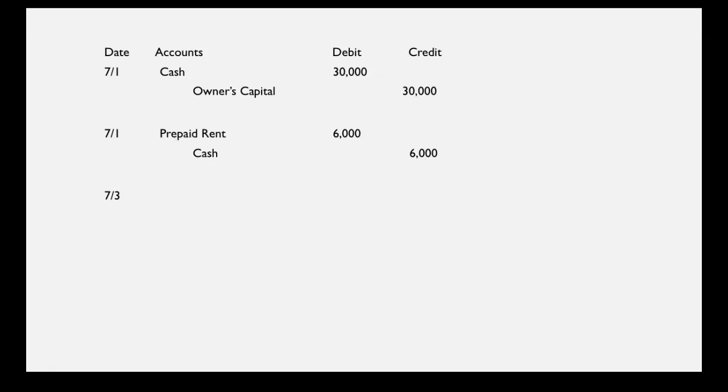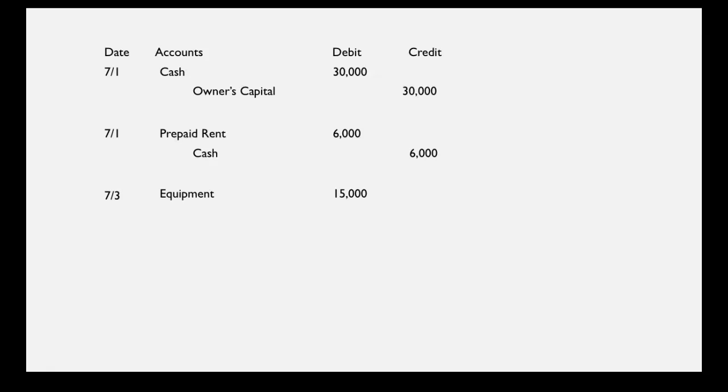Now, July 3rd, we purchased $15,000 of equipment, paying $5,000 in cash, and the remainder is on account. So this one's a little bit more complex than the first two. We're going to need to use 3 different accounts here. Whenever we use 3 or more accounts in a single entry, we call that a compound entry. So, the first piece, we purchased $15,000 of equipment. So, the company needs to show that they got equipment. Equipment's an asset, and so we need to increase that account with a debit. So we debit equipment for $15,000.